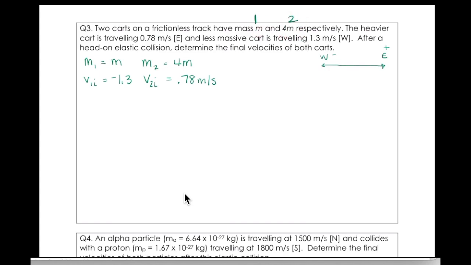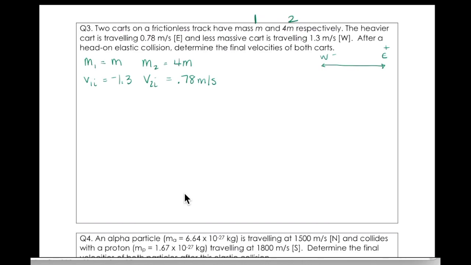The heavier cart is traveling 0.78 meters per second east. The less massive cart is traveling 1.3 meters per second west. After a head-on elastic collision, determine the final velocities of both carts.